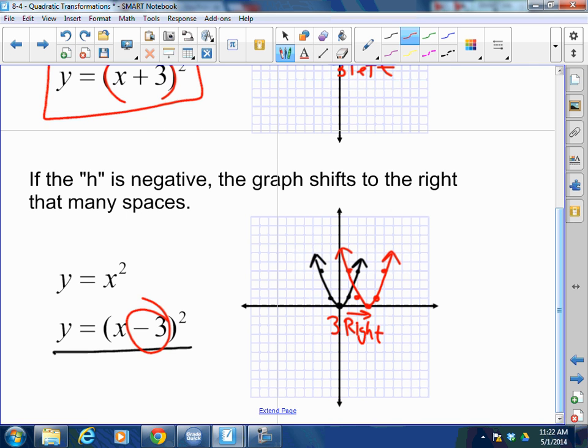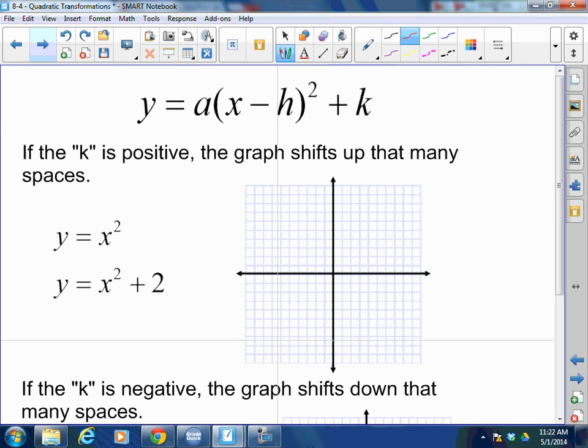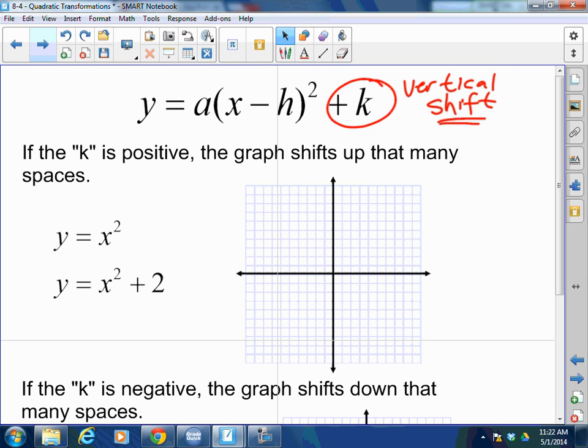And now, last but not least, the k. The k describes a vertical shift. So a vertical shift is up or down, and it works exactly like the h. If the k is positive, you move up, though. You don't have the opposite thing, but you're going to work it the same way.